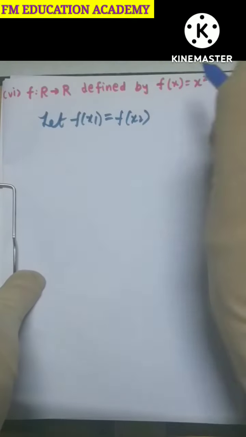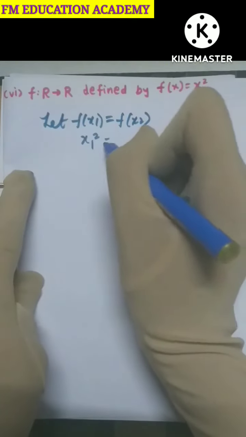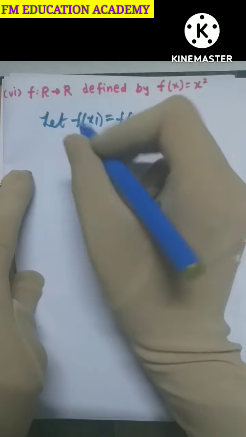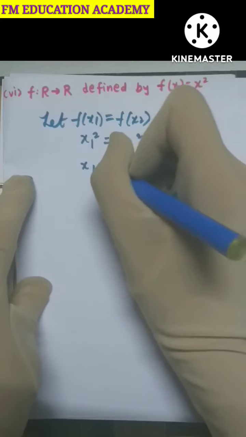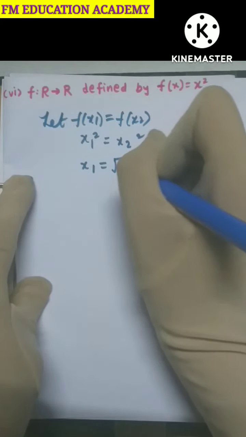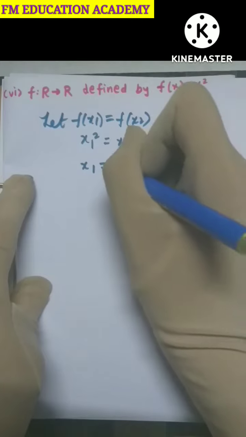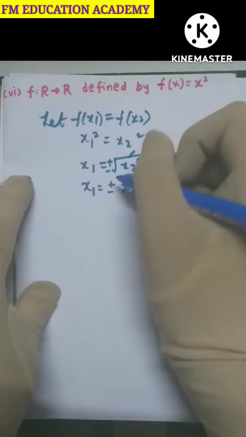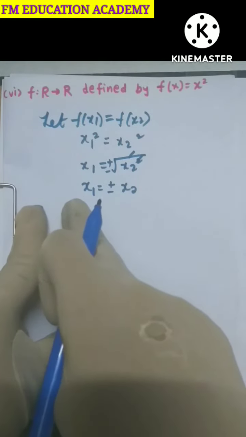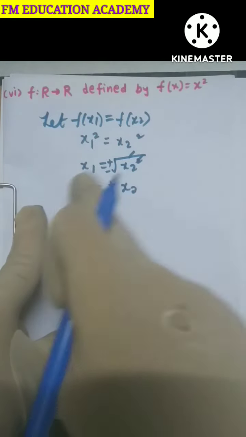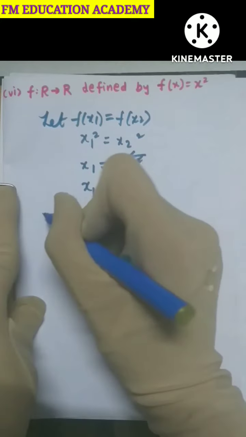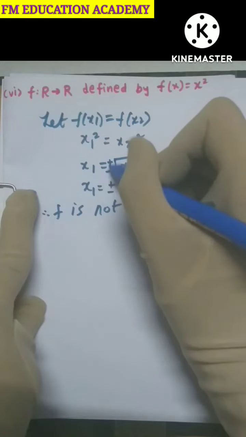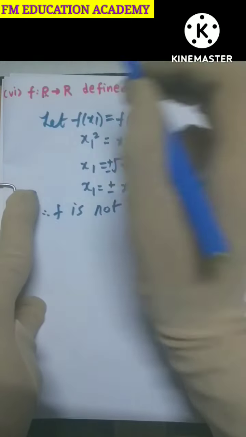So f of x1 means here it is given x square, means x1 square is equal to x2 square, and we know that since it is a real number here, x value is also a real number, so it will be x1 is equal to square root of x2 square. Square and root will get cancelled, but we will have plus or minus. So we are having x1 is equal to plus or minus x2. x1 is equal to x2 we didn't get, so we can say that f is not an injection. Okay, why are we having plus and minus both? Because here we are having x belongs to real numbers.